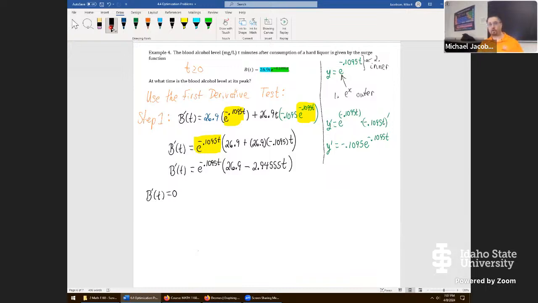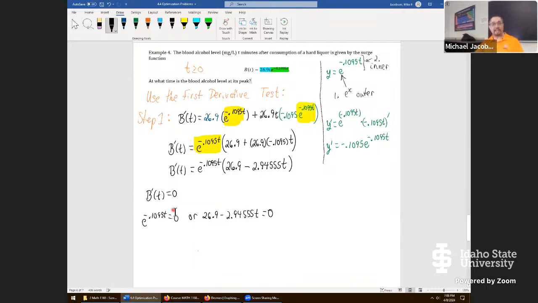So now we're making some forward progress. The whole purpose of factoring is you can now say either the first factor is 0, or you can say the second factor is 0, which is this whole thing, 26.9 minus 2.94555. Looks like we're going for a lot of precision there.